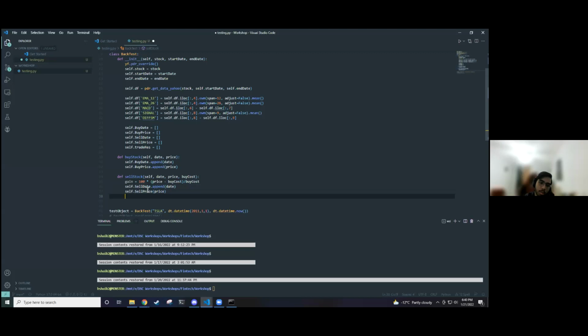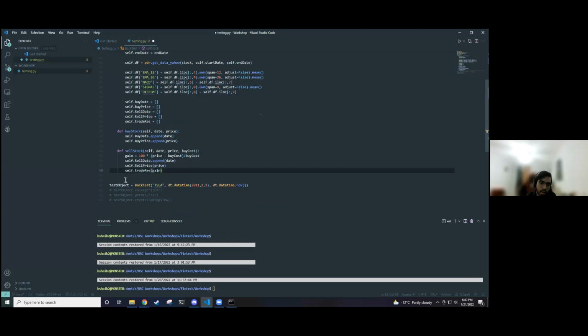This is just a closing price, obviously. And then lastly, what we were calculating the gain for would be trade result, and then we store the gain there. So this is just going to hold all the trade results, being positive, negative, or whatever else. So with that, we have the two helper functions set up very quickly, right? Now the actual meat of the algorithm.